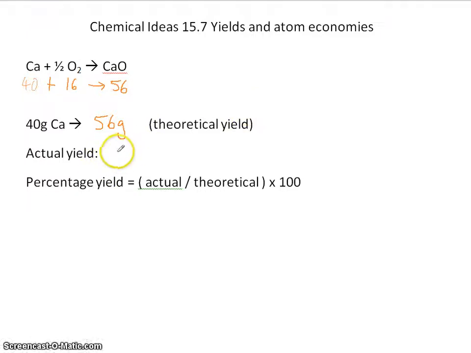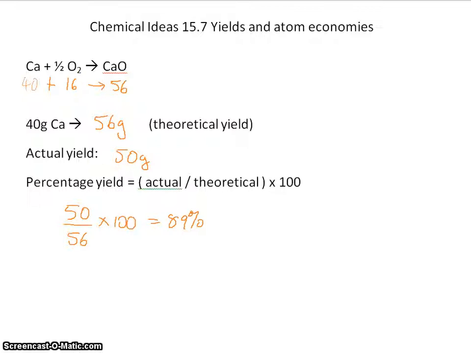So let's say we do the reaction, we weigh out the calcium oxide and we end up with only 50 grams of that. We can see how efficient we are just by calculating the percentage yield. So 50 grams is what we actually produced, 56 grams is what we expected, multiply it by 100 and we end up with an 89% percentage yield. So a relatively efficient reaction.